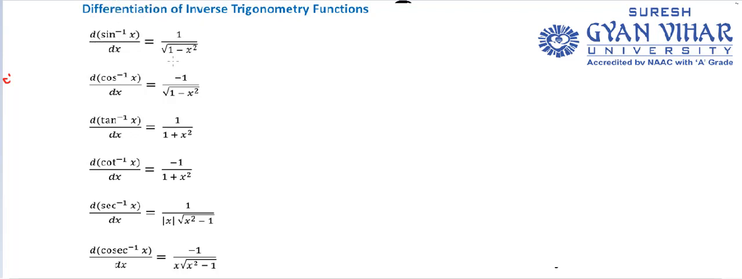Okay, for sine inverse x it is 1 by root of 1 minus x square. For cos inverse the only difference is negative. For tan and cot, right, for these two it is a similar formula with negative as the difference. Similarly for sec and cosec we have the same formula with the difference as modulus, right? You have to take mod of x here; you don't have to take the mod of x there.